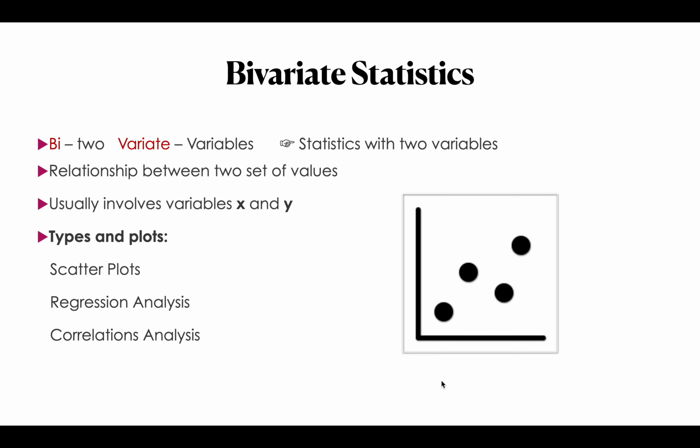Then, what are the types and plots? This is not exhaustive. I have just mentioned them because these are concepts related to bivariate statistics. One is scatter plots; we'll see shortly what a scatter plot is. Then regression analysis, a very important concept that is well in your syllabus. We will see it further in detail, but I will tell you what regression is. And then we have correlation analysis.